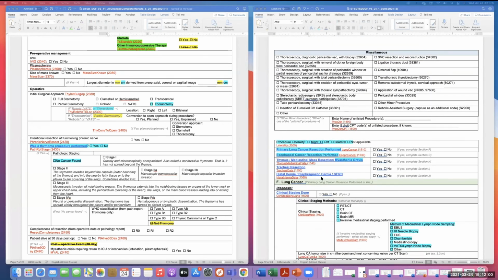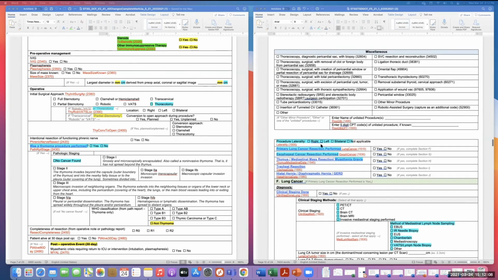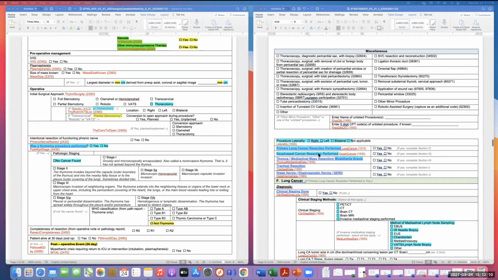Yeah, I just want to point out that this procedural laterality and then long esophageal, this block of questions hides at the end of the long list that you probably all know. So you don't skip it. I don't think you really can, but it's kind of hidden there.